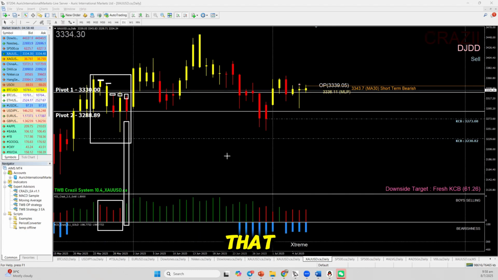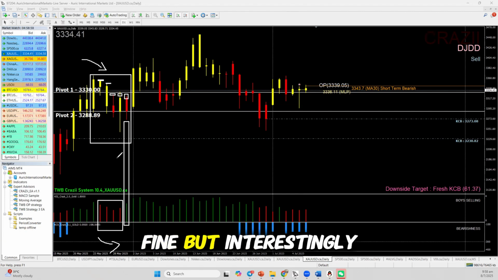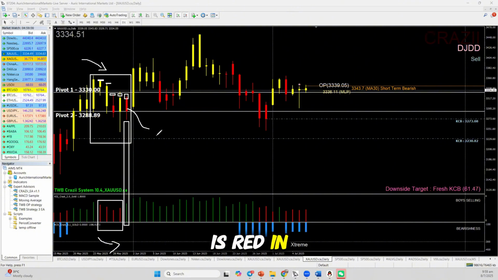You can see that gold was coming down for 4 days in a row. So that is normal: the gold goes down, so the KSI stays red. Okay, fine. But interestingly, when the bar is red in color, but the opening price was actually at the bottom, the KSI turns from red to green.